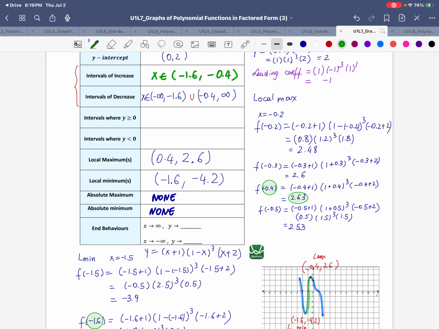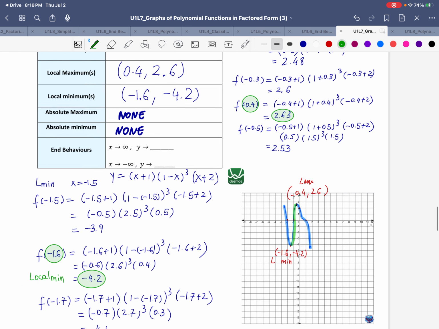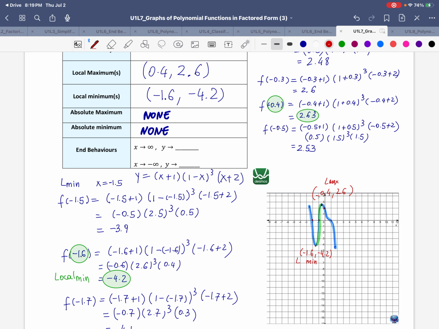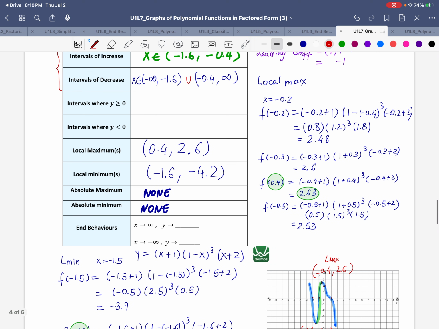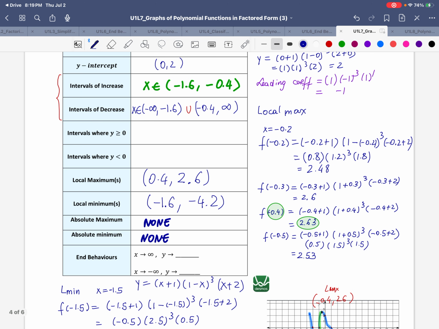Now we have to determine the intervals where y is positive or 0. So remember that positive or 0 means that the graph is above the x-axis, and we'll include the zeros as well. So it seems that the graph is above the x-axis from negative infinity to negative 2. So remember, intervals where the function is positive or negative need the intercepts, right? So the x-intercepts are our guiding points, whereas for intervals of increase and decrease, we need the local min and the local max points, right, as our key values.